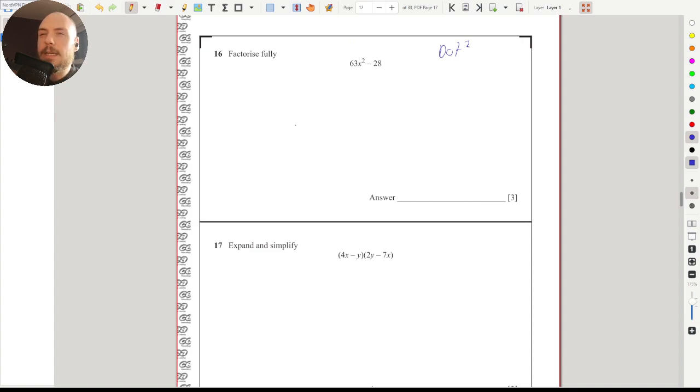7. Yeah, 7 would actually be the perfect factor because 63 is 7 times 9, and 28 is 7 times 4. So if I take a factor of 7 out, I'm left with 9x squared, and 9's a squared number, 3 squared, minus 4. 4 is also a squared number. Okay, so that's where they're giving us 3 marks. Here you kind of have to take the factor out first, and then you've got a DOTS.